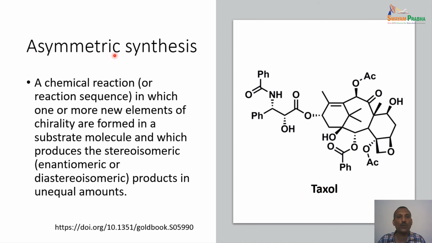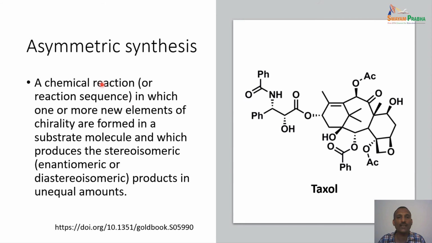So we will now talk about what is asymmetric synthesis. Basically it is a chemical reaction or a reaction sequence in which one or more new elements of chirality are formed in a substrate molecule and which produces stereoisomeric products in unequal amounts.